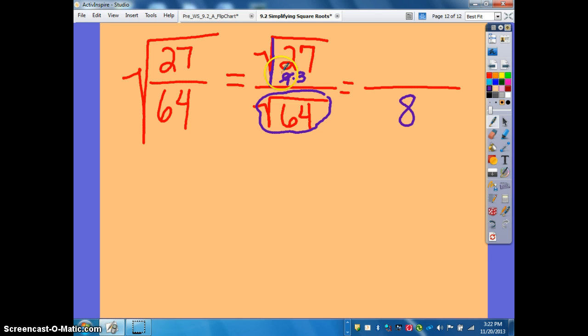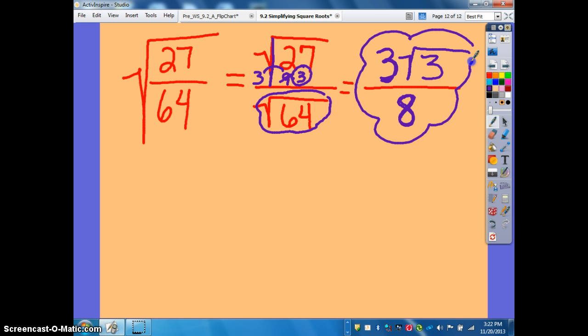The 9 is perfect. Bring out the 3. So now I have 3 times the square root of 3 left in jail here. And I am done because on the outside, 3 over 8, that's already simplified. I can't simplify that anymore if you're looking for a bonus on that one. Here is your final answer. All right, you may start on your homework.